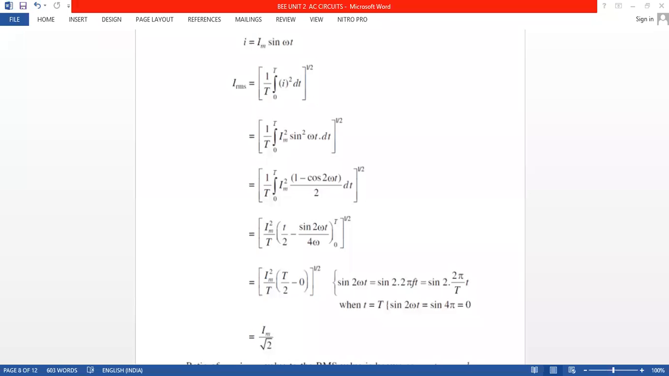Draw along with me, all of you, one simple graph. So we all know AC current is represented with a certain graph.